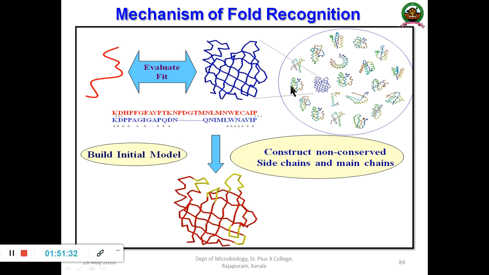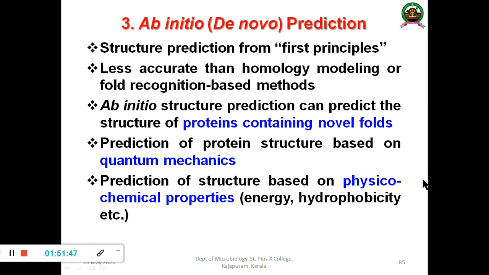Then you have a big fold library, and you compare individual structures. Then you should get the best model, and finally if there are any problems, you should be in a position to rectify them. So you should get a high quality protein model. This is known as fold recognition.